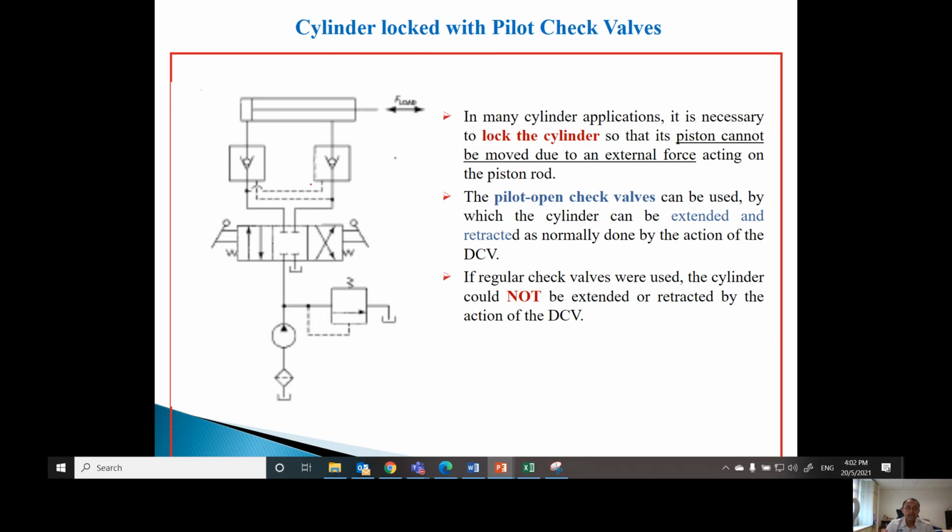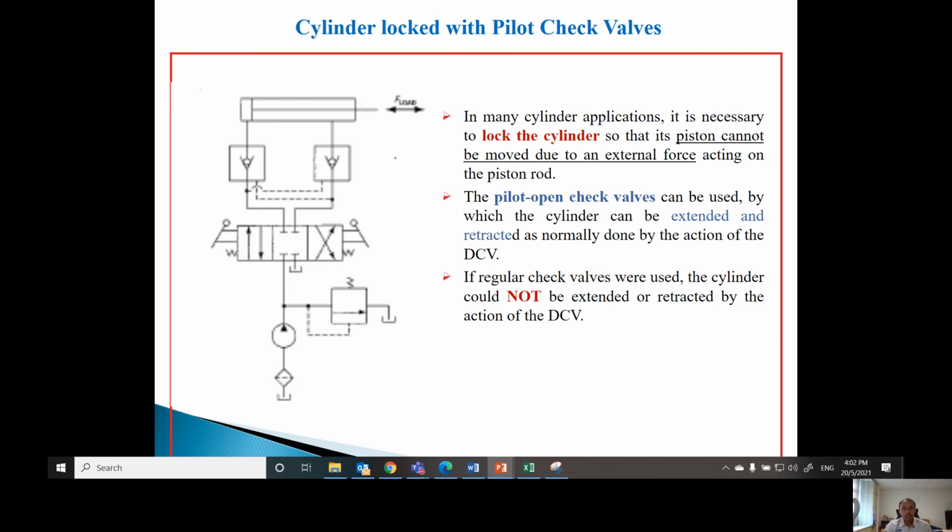And now we want to look at how we can lock the cylinder with a pilot check valve. In many cylinder applications, sometimes it is necessary for a certain application that you need to lock the cylinder so that the piston cannot move due to any external force acting on the piston rod. So you want to keep the cylinder static or locked.